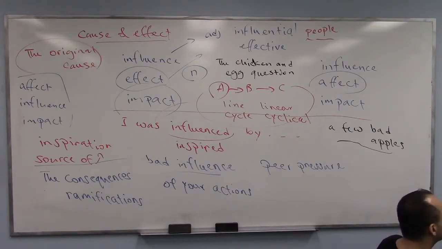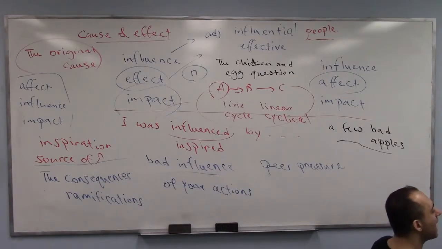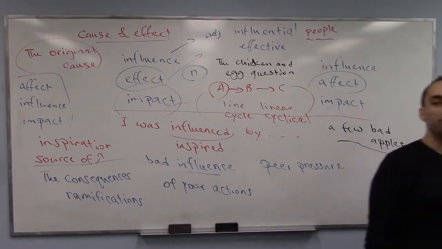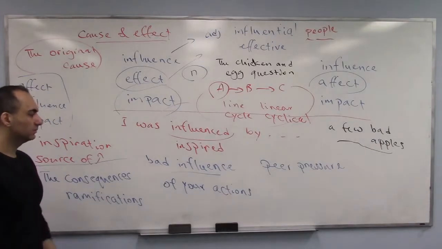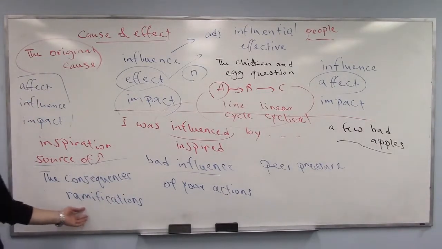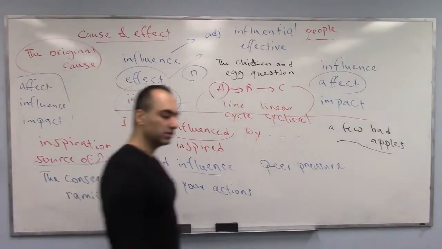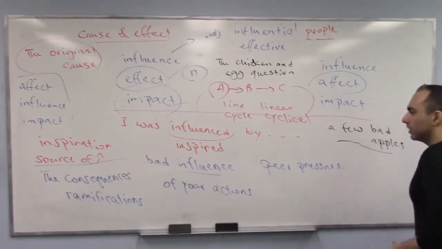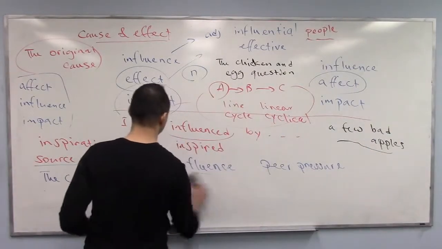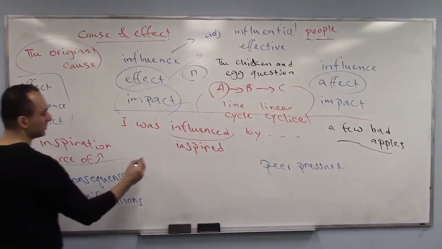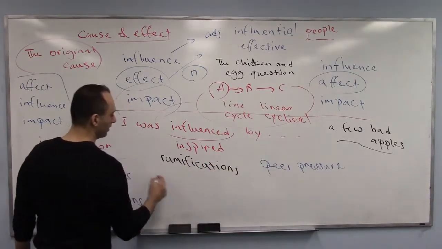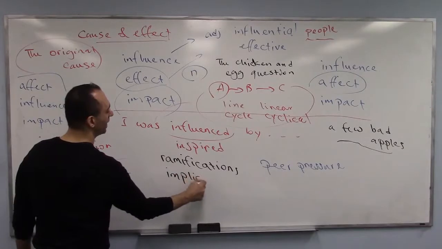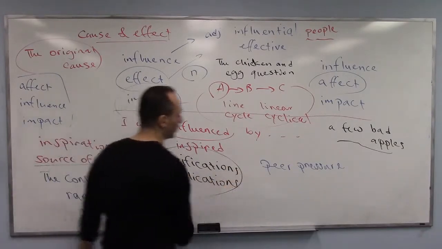We need to assess the impact on climate change. Higher mortgage rates have already had a major impact on spending. Major impact on spending. Major influence, major impact. What are the consequences of actions? What are the ramifications or implications of this? So you may hear or see any of these words: the consequences, ramifications, and implications. Big words.